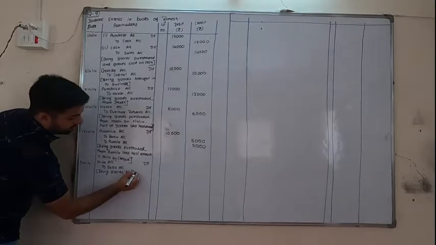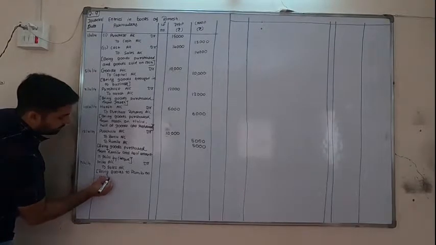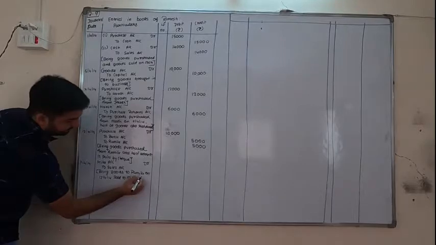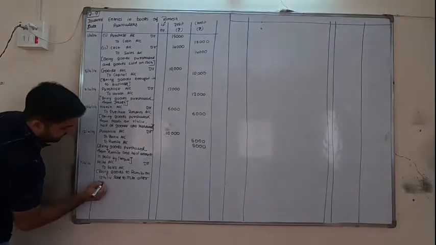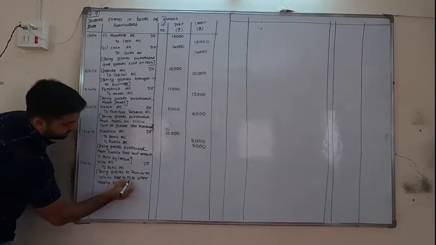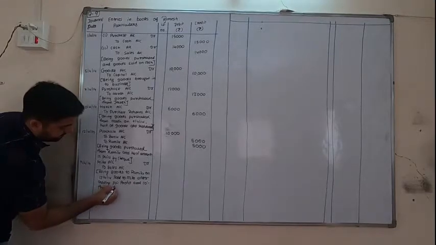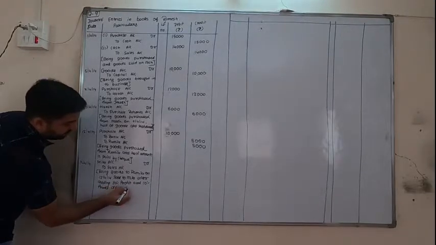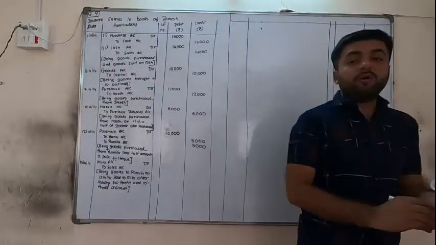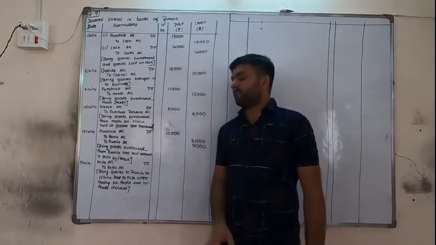First you will write the narration, then I am giving the calculation. Goods sold to Pramila on 12/4/14, sold to Meeta after adding 30% profit and 10% trade discount. So you cannot write a very short narration. You have to mention the whole thing which you are doing, that goods sold to Pramila on 12/4.